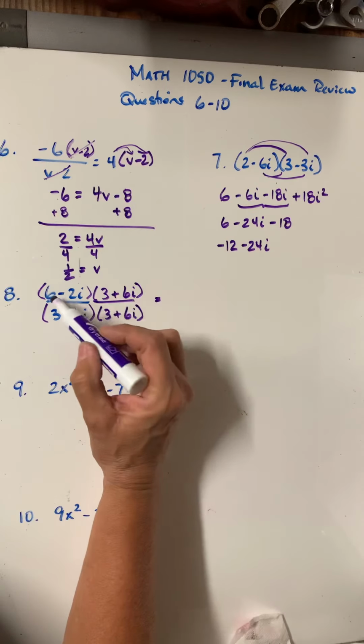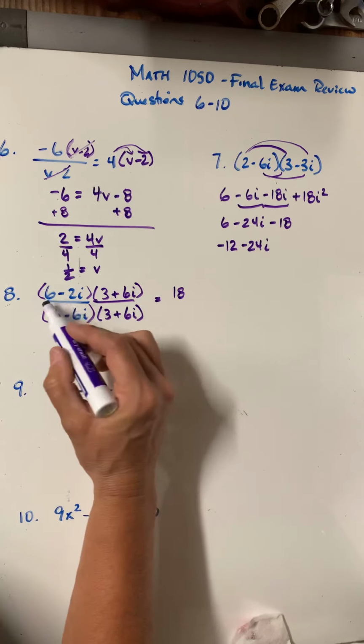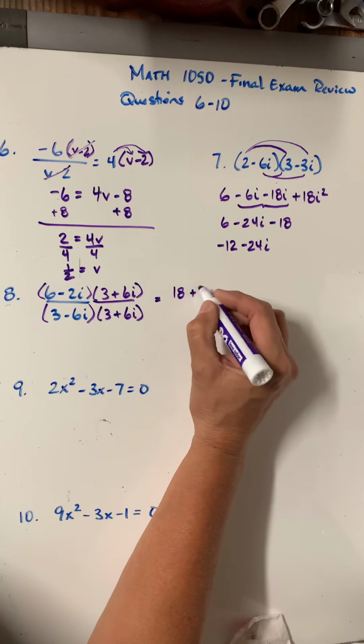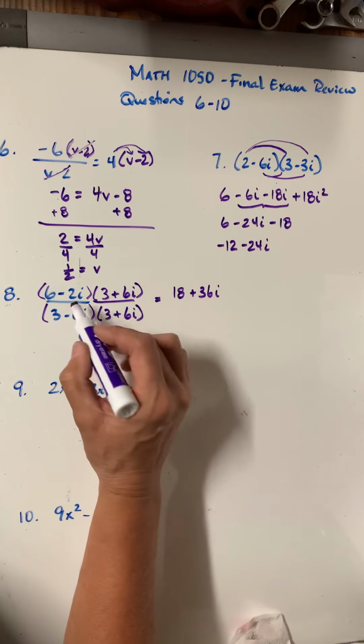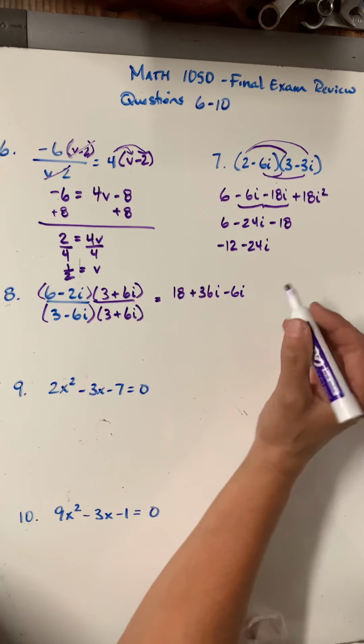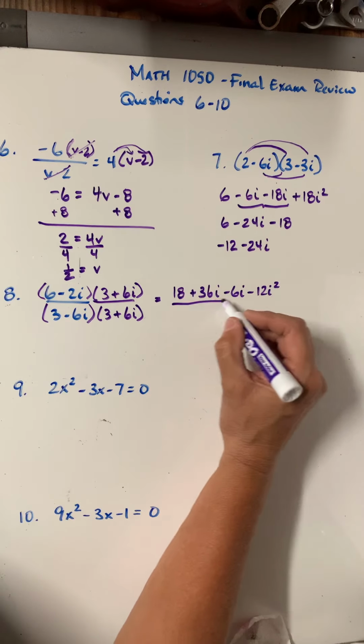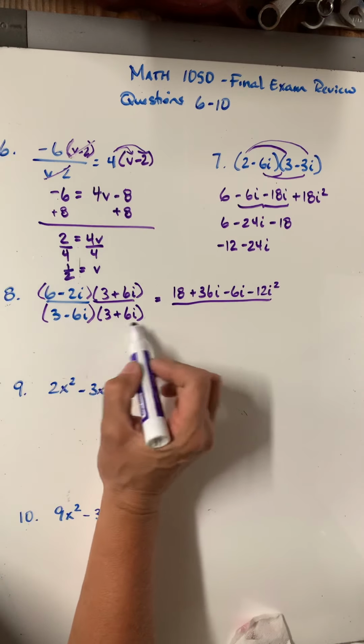So I'm going to FOIL this. So 6 times 3 is 18. 6 times 6i is 36i. -2i times 3 is -6i. -2i times positive 6i is -12i squared. Then that's over this, which will be FOILed.